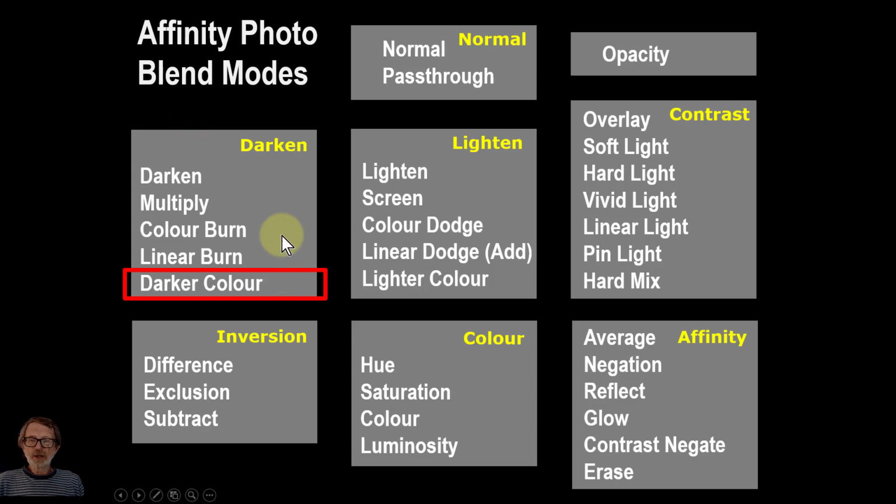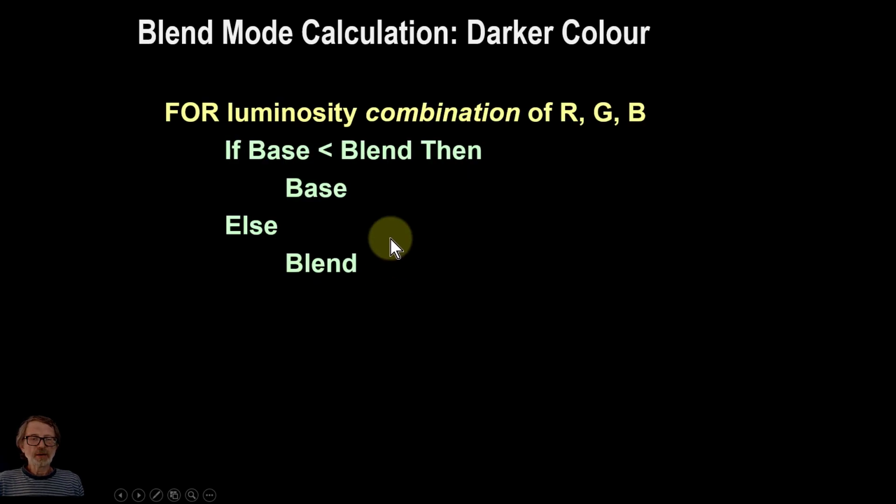We're going to now look at the calculations behind and the logic of the darker color blend mode. Darker color blend mode is the last one in the darken set, and it is calculated being a combination of red, green and blue, and this is how it's different to other blend modes.